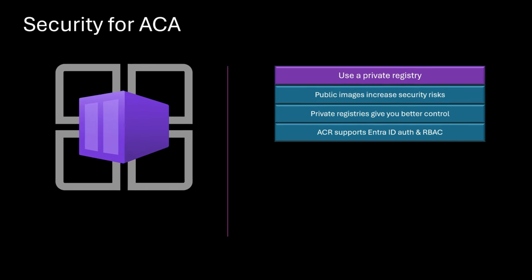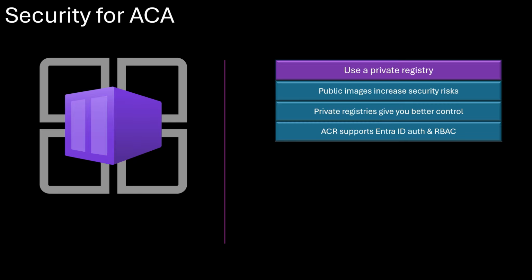Your containers rely on images stored in a repository. While you can pull images from public registries like Docker Hub, these may contain security vulnerabilities. Instead, you should use a private registry like Azure Container Registry to control access and security. Why does this matter? Because public images increase security risk, as they may contain malware or outdated dependencies.